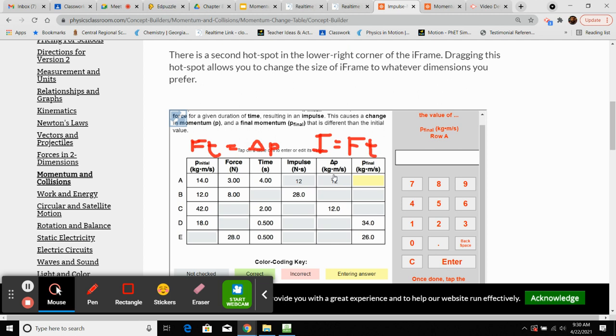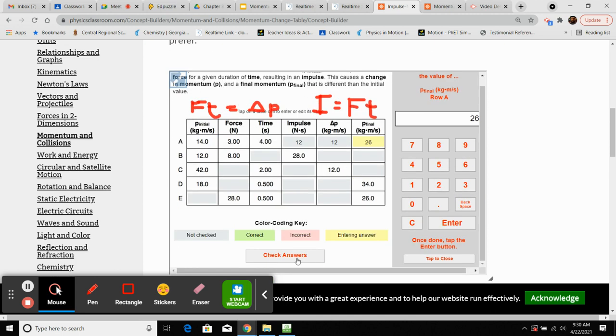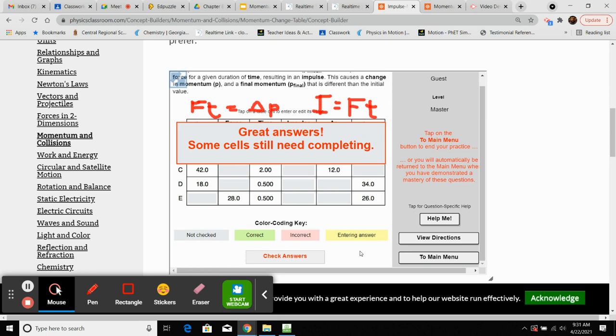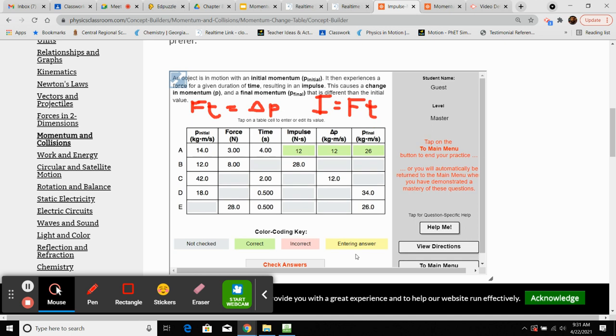Well, it wouldn't be 12 because we're not at rest anymore. Now our initial momentum is 14. So would you divide it? Wouldn't divide. So let's say I'm originally at 14, and I change it by a positive 12, which means I'm increasing it by 12. So what is my final going to be? 26. You add them together. All right, so let's just double check. Hit the check answer button. Okay.